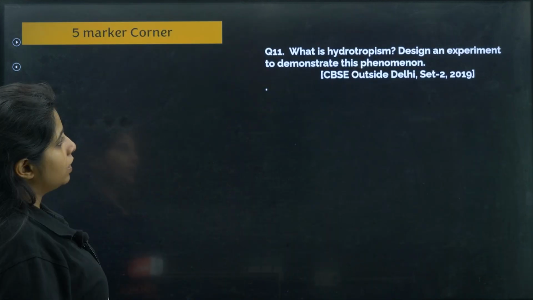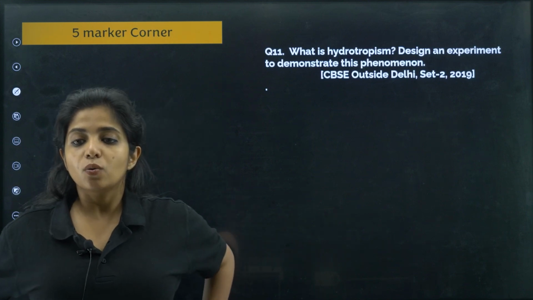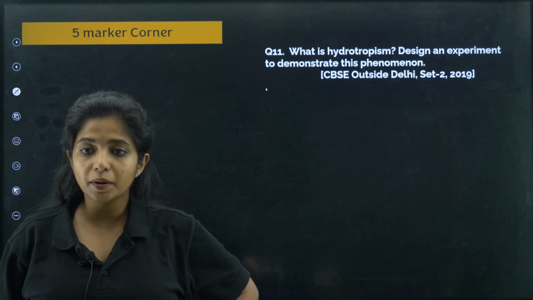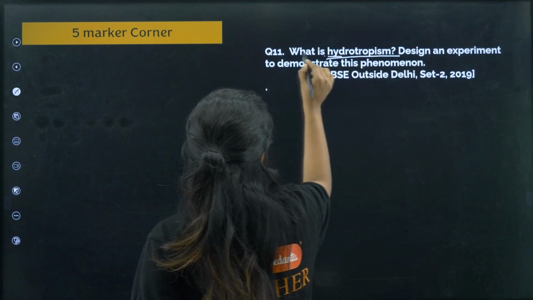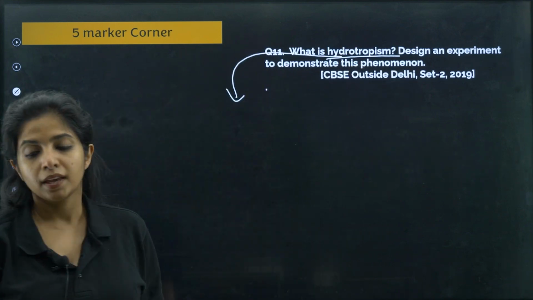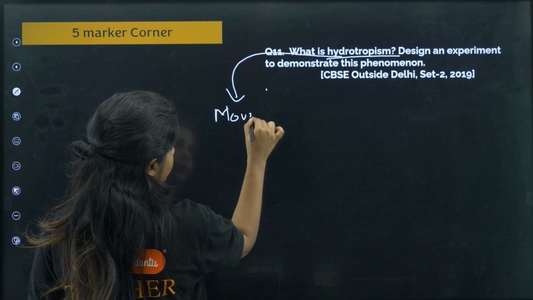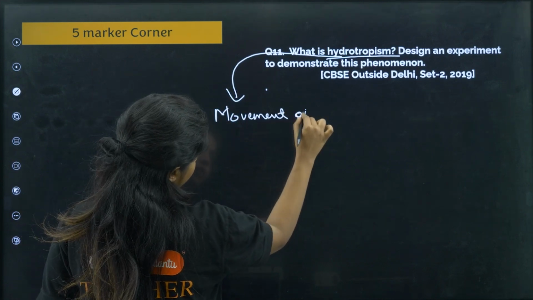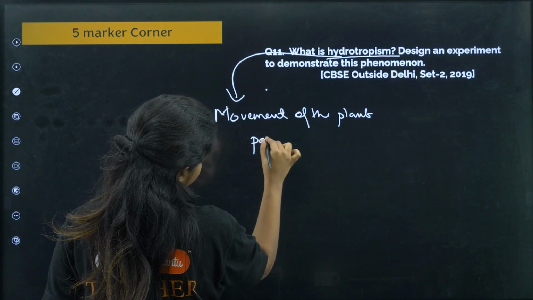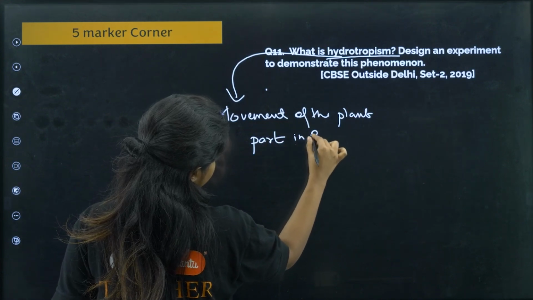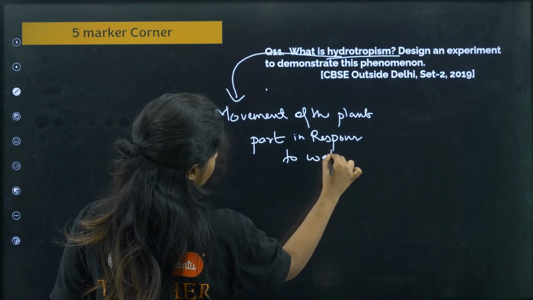Easy. Now, we have one more question, and this is a 5-marker question. This is the last question that we have for the day. What is hydrotropism? Design an experiment to demonstrate the phenomenon. So, hydrotropism is basically the movement of the plant part in response to water stimuli.